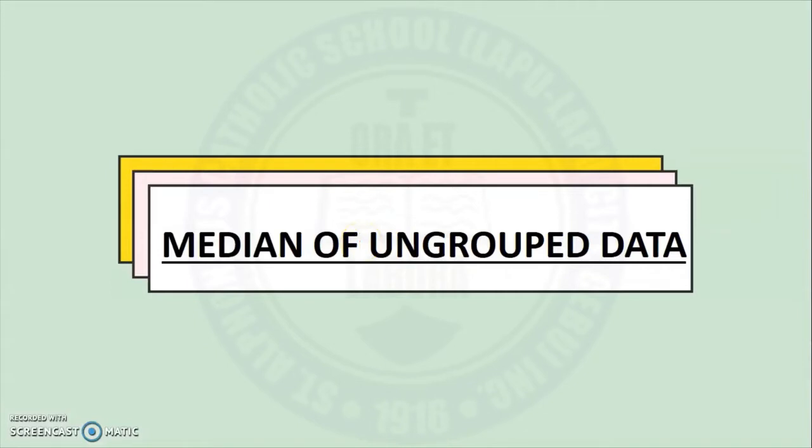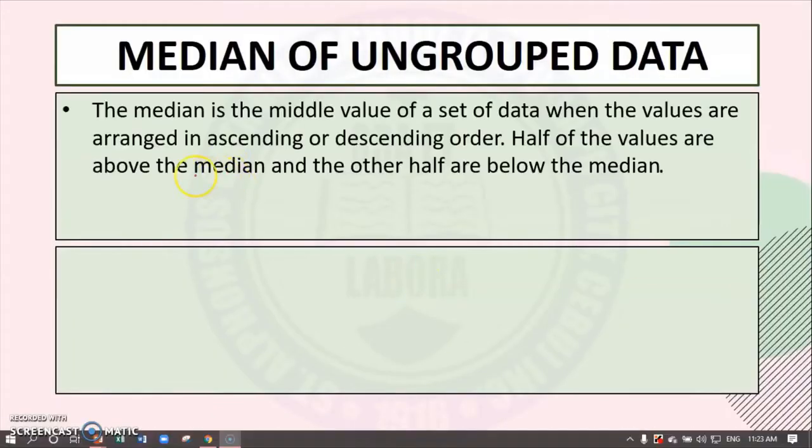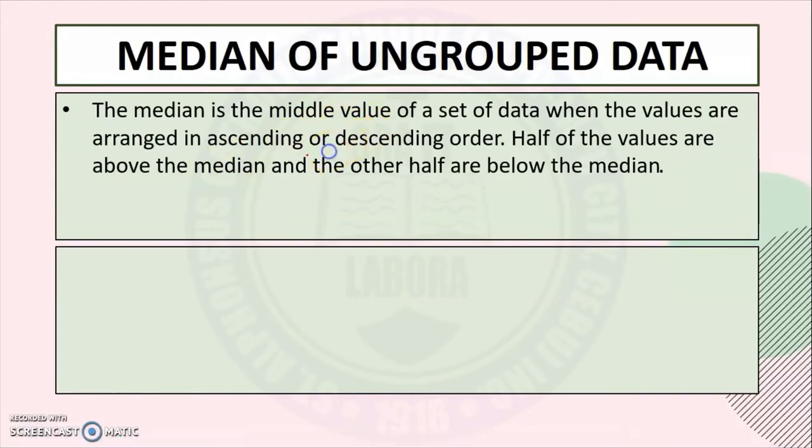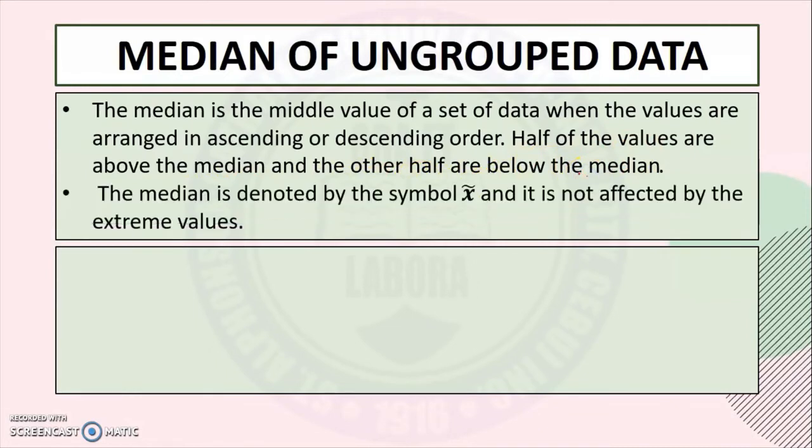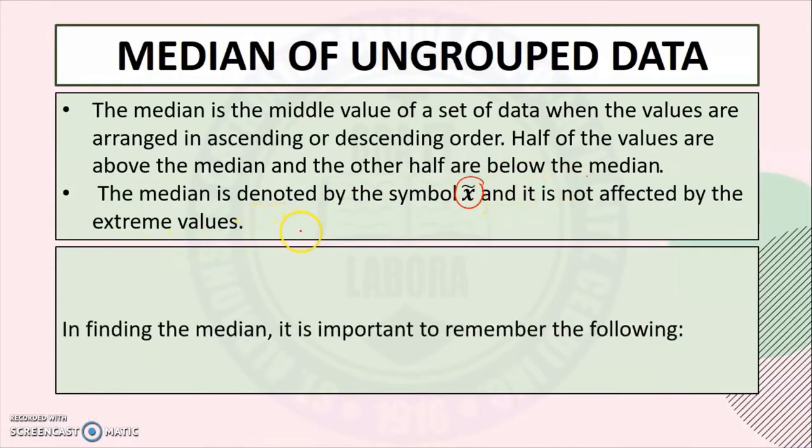Now, let's discuss how to find the median of ungrouped data. The median is the middle value of a set of data when the values are arranged in ascending or descending order. Half of the values are above the median and the other half are below the median. The median is denoted by a symbol and it is not affected by the extreme values.